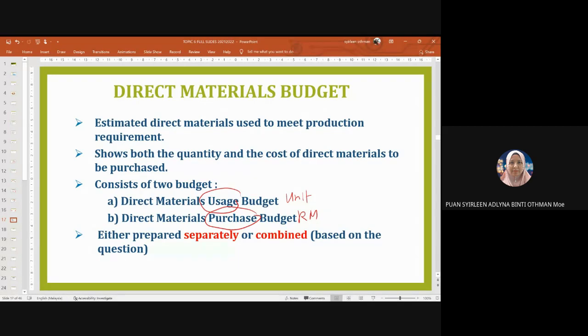So bila ditanya dalam soalan berapa semua tu, you need to know where the figures come from and how you nak take out the figures to answer the question. Okay, so dia boleh prepare separately ataupun dia boleh combine based on the question lah. Tapi normally soalan akan minta kamu combine lah.